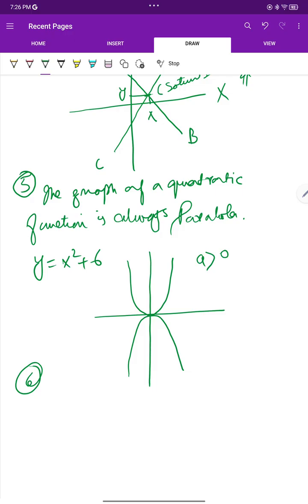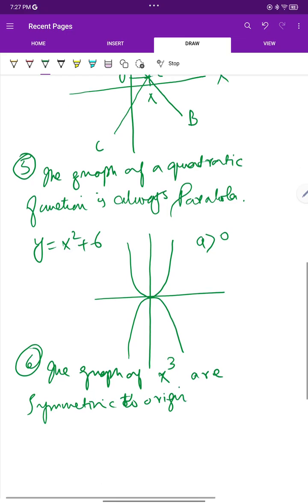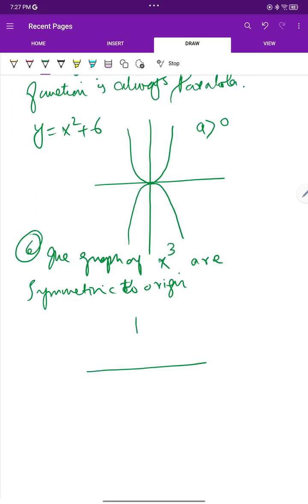And the graph of x cube, or x power 3, is symmetric to the origin. It's like this.